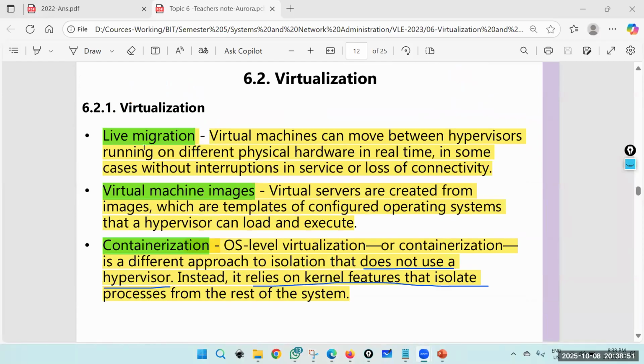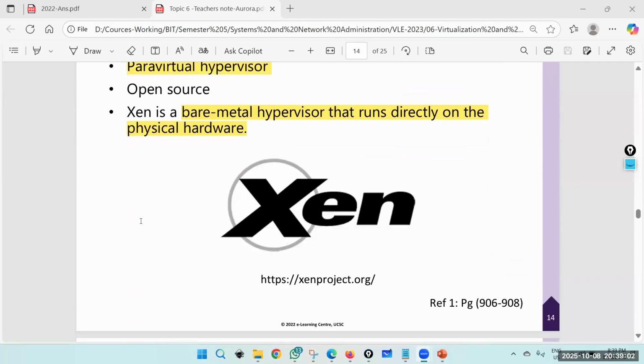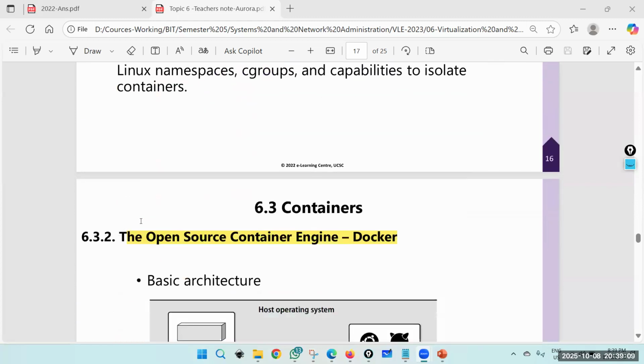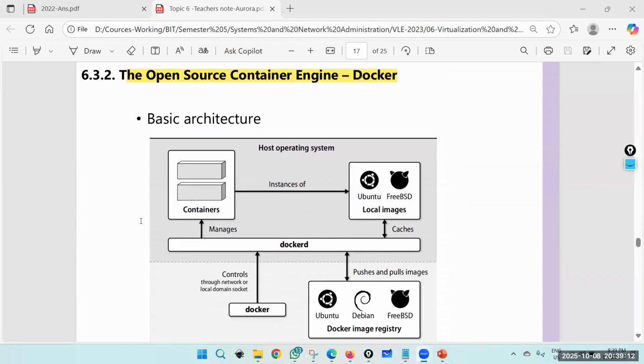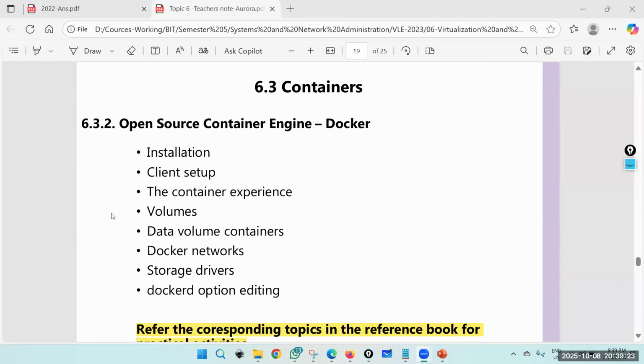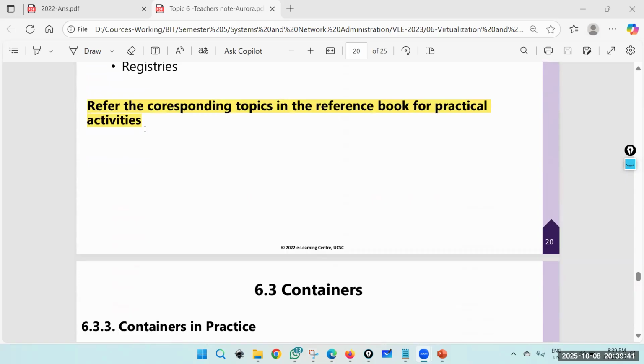So some advantages, advanced concepts in virtualization: live migration, virtual machine images, containerization. So virtualization with Linux, same KVM, kernel support for virtualization from Linux. Then the containers like Docker, some frequently used commands. I took that directly from here and copy pasted into our note. And they have given a few more things, right? But I don't think they will ask about those things, right? Open source container engine related activities. But they say refer to the corresponding topic for practical activities. Okay.